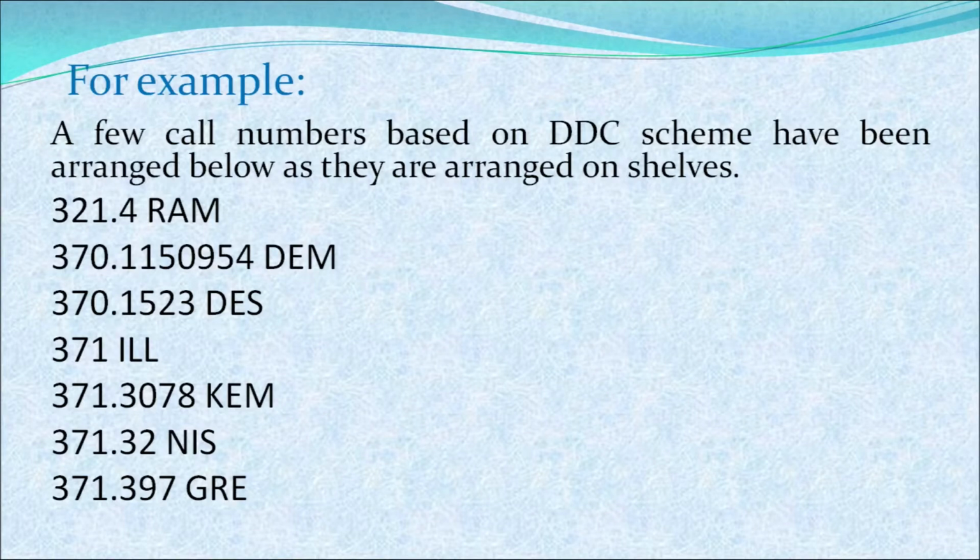Then we reach 370.115095, where the book is from education in India, and then DM is the author, the first letters of the author's name. The whole thing is the call number. Like that only we arrange them in the libraries. From 100 we start, and then we go on subdividing: 370 will be first, then 371, then 371.3, and finally we arrange them likewise.